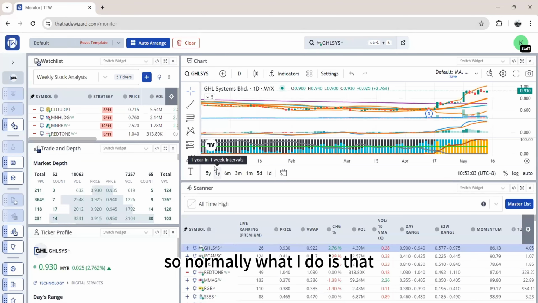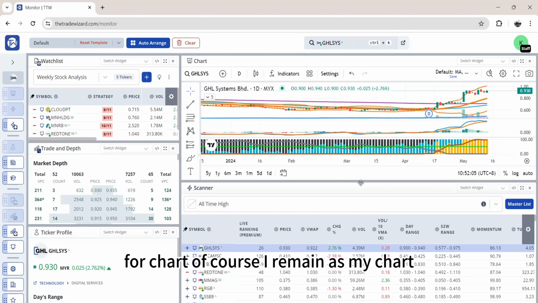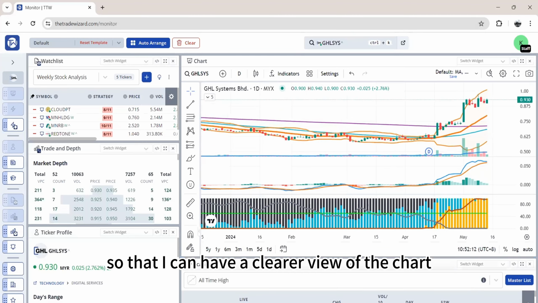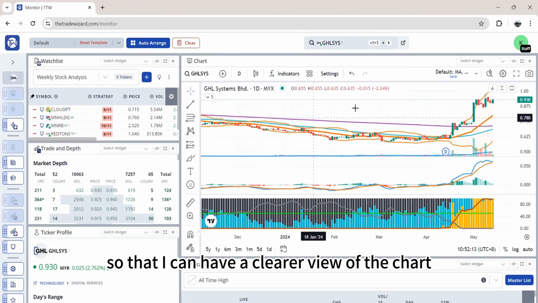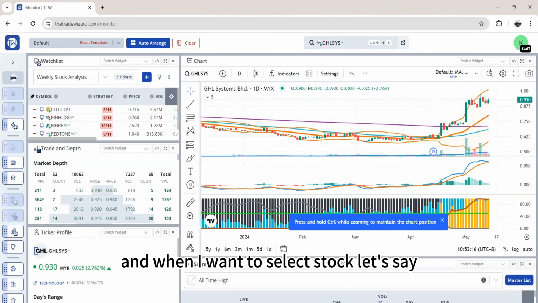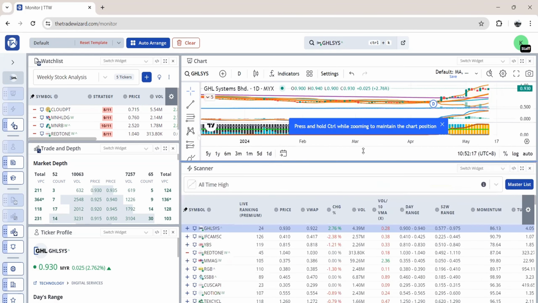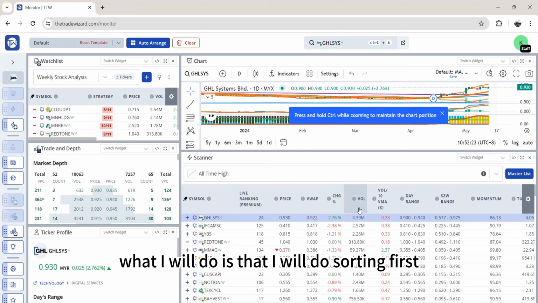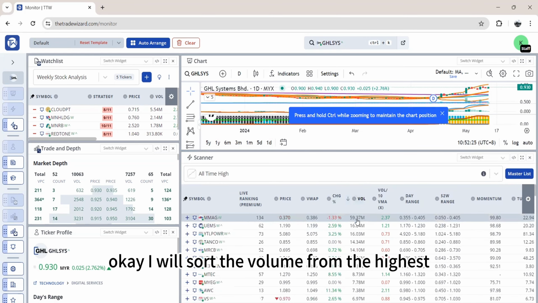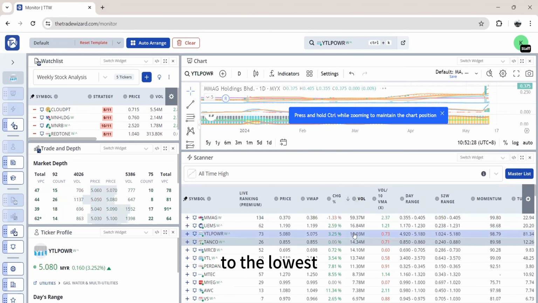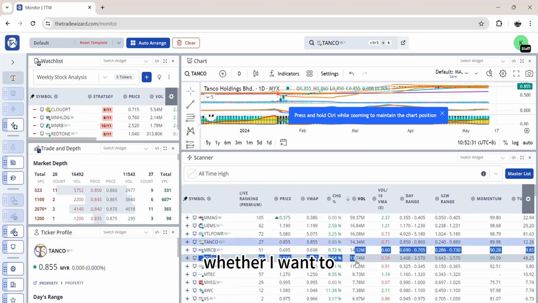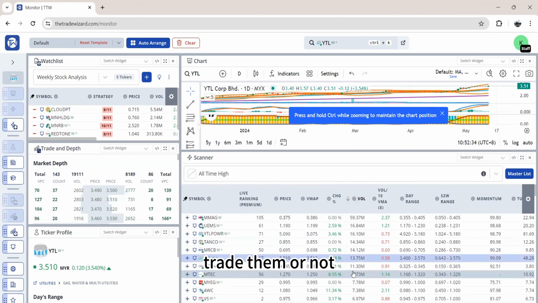So normally what I do is that for chart, of course I remain as my chart, and then for scanner, I will drag it down a bit so that I can have a clearer view of the chart. And when I want to select stock, let's say stocks under all-time high, what I will do is that I will do sorting first. Okay, I will sort the volume from the highest to the lowest. Only then I decide whether I want to trade them or not.